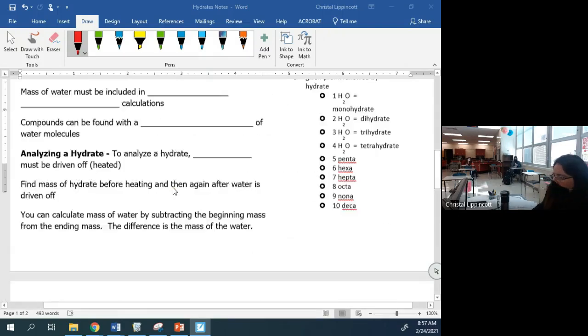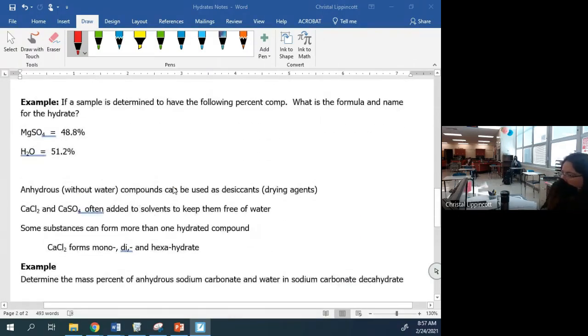All right. So if a sample is determined to have the following percent composition, what formula and name for the hydrate? Okay, so we already know you guys should be able to name this. What is this? Anybody recognize that guy right away? Yep, that's magnesium sulfate. Good.